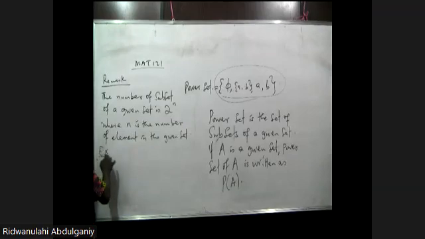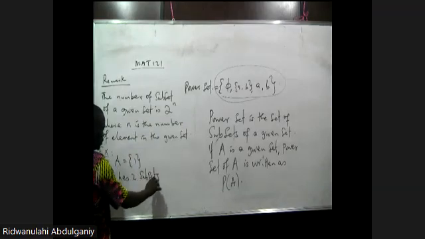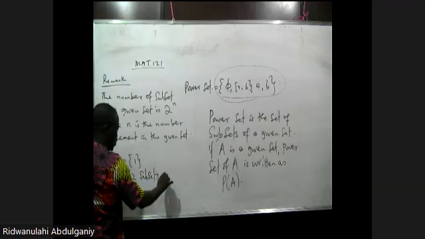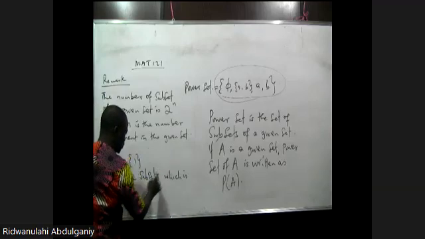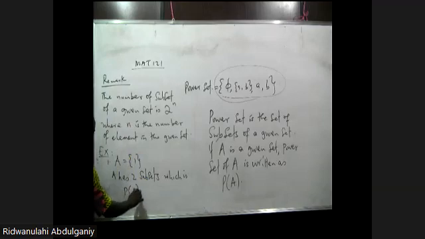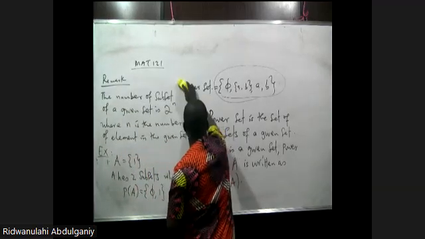Example. Consider set A equals 1. A has 2 subsets, which is the power set of A. The first subset is empty, and the other is the set itself. Empty and the set itself.